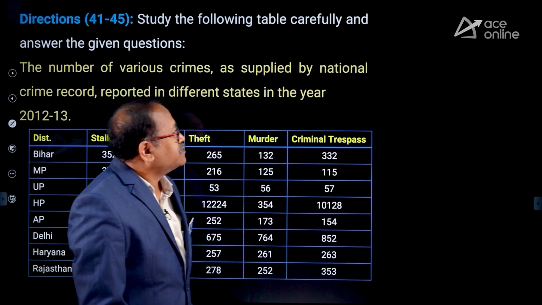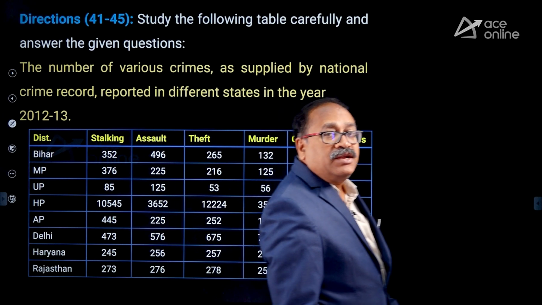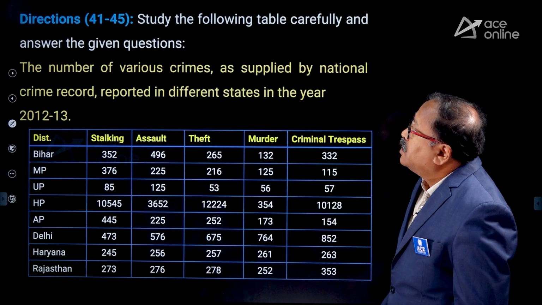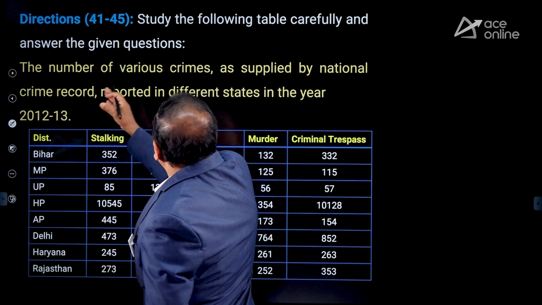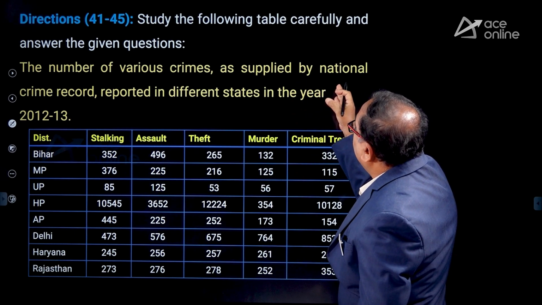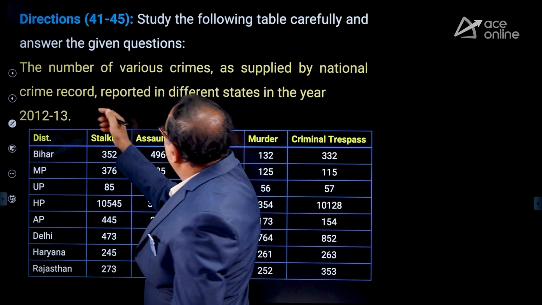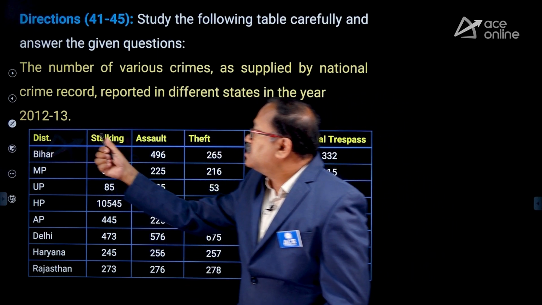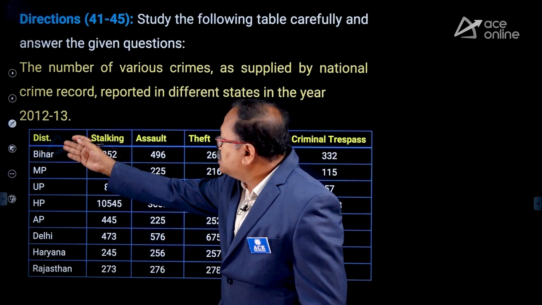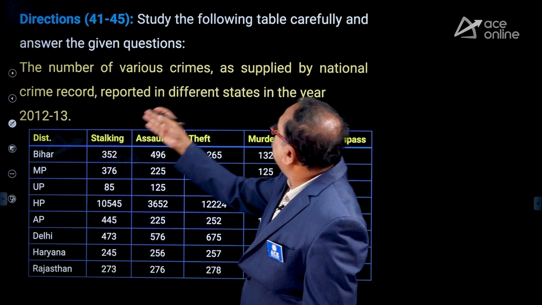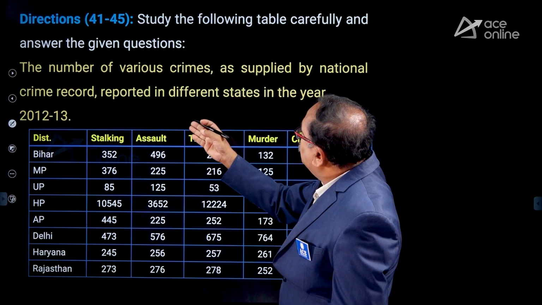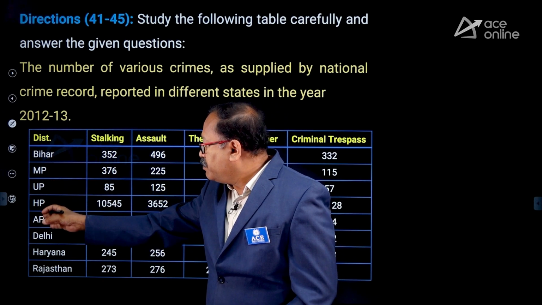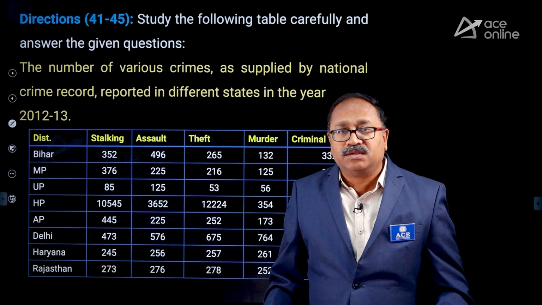Next question. Here, it's about data interpretation, and you know that in prelims we get at least one DI set. So what is it about? The number of various crimes as supplied by the National Crime Record represented in different states in the year 2012-13. I think the state is mentioned, right? This is the state list: Bihar, MP, UP, HP, AP, Delhi, and so on and so forth.